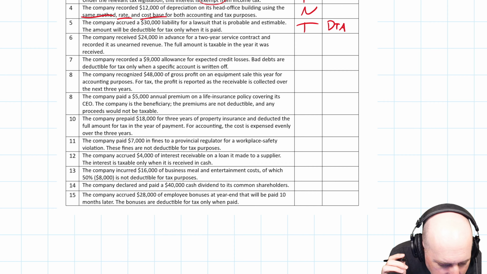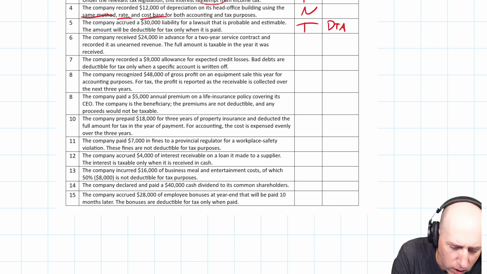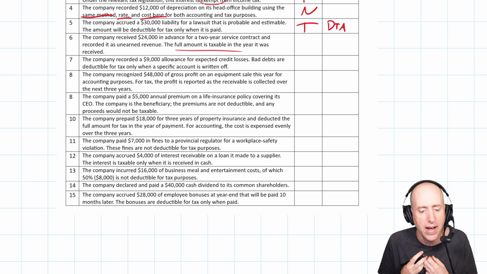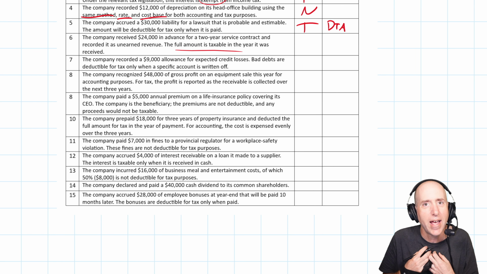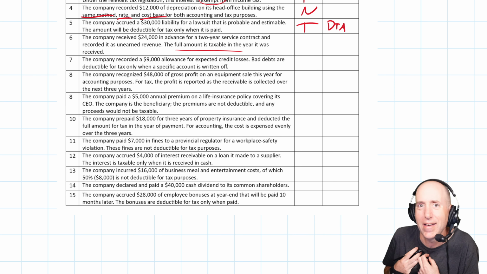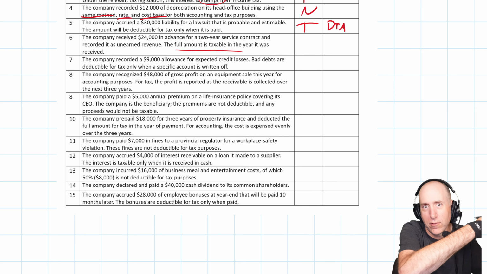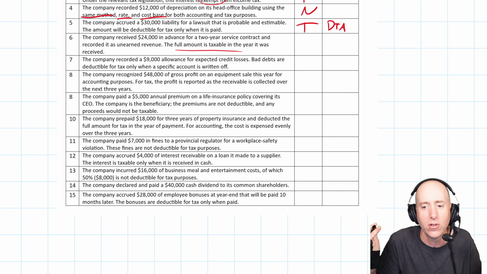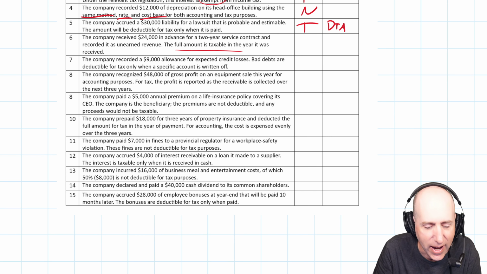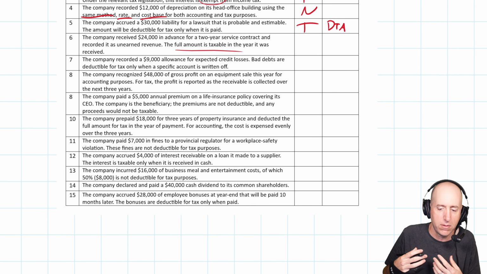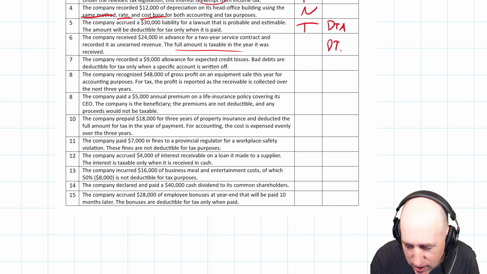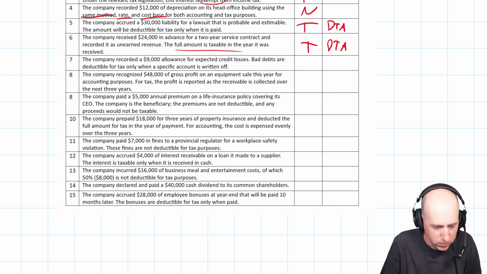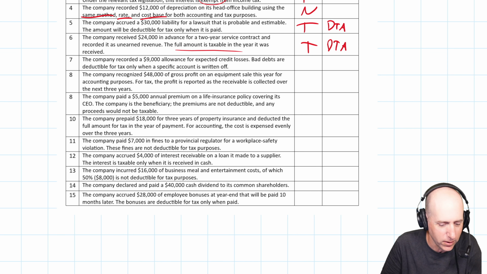The company received $24,000 in advance for a 2-year service contract and recorded as unearned revenue. The full amount is taxable now. So I got the money now. I paid tax on it now, but I'm not going to record accounting revenue until later. Well, if I pay the tax now, I got it out of the way. In the future, I don't have to pay it. I'm going to record the revenue in my accounting books, but I don't have to pay tax on that revenue in the future. This is a deferred tax asset. It's good for me, it's bad for me in the now, right? It's a current tax liability, but it's a deferred tax asset. So it is temporary once this unwinds, right? Once we've earned the unearned revenue.